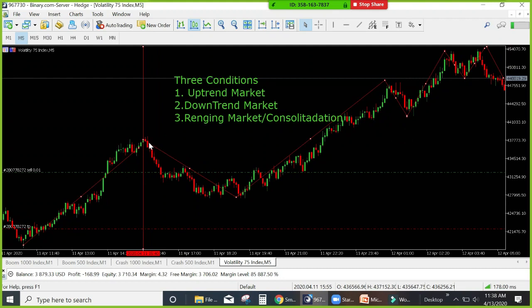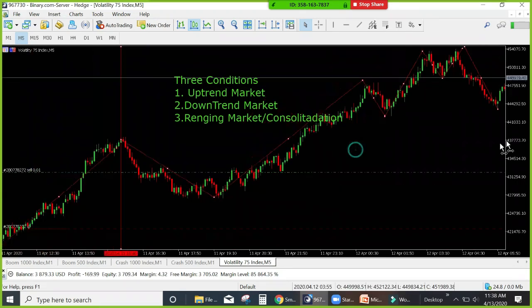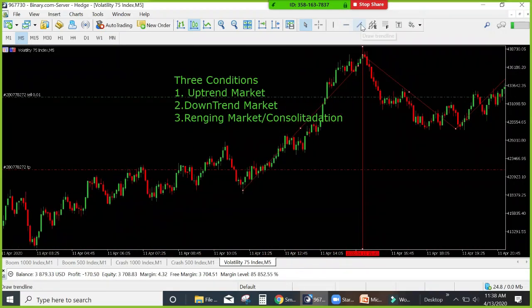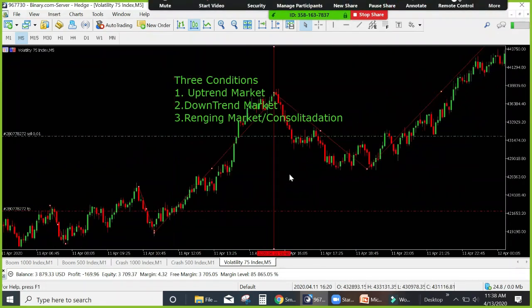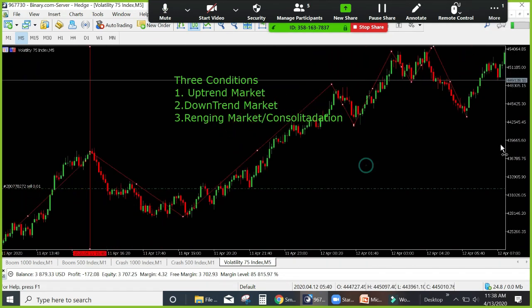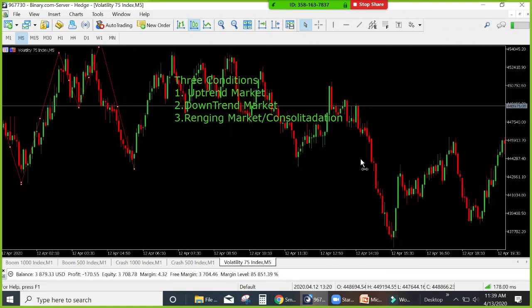Because the decreases are not longer, like you see here. Whenever you have an uptrend, the decreases are not longer. So whenever the market has an uptrend, always find a buy signal.